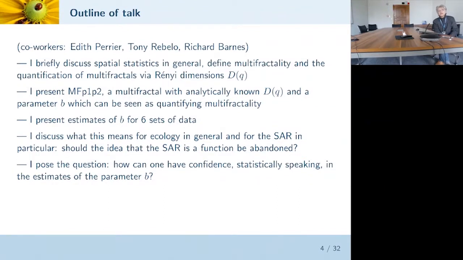One can study multifractals by using an analytically known multifractal, and it has a parameter B. The MFP1P2 has a parameter B, which can be seen as a quantification of multifractality, and I want to show six different values for B. I think this has implications for ecology and for the species-area relationship, which I want to discuss briefly. Then I want to discuss the parameter B and whether the estimates I report have, in a statistical sense, any confidence that one can attach to them.